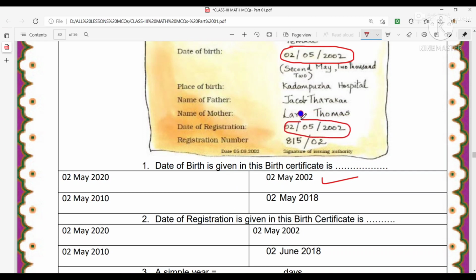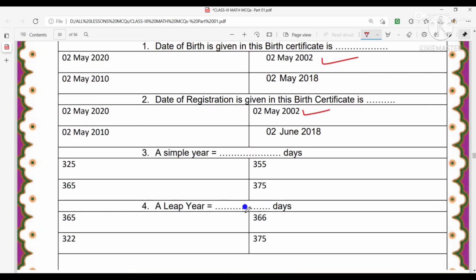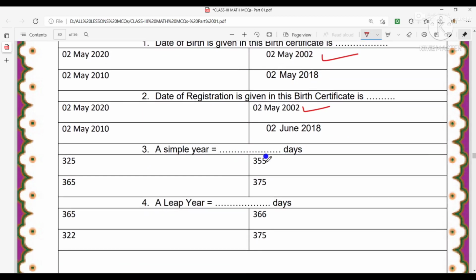Date of birth is equal to date of registration. That is 2nd May 2002. Then a simple year has how many days? A simple year has 365 days. A leap year has one more day, that is 366 days, because in a leap year the February month becomes 29 days, one more day. So the number of days in a leap year will be 366, one more than the simple year.